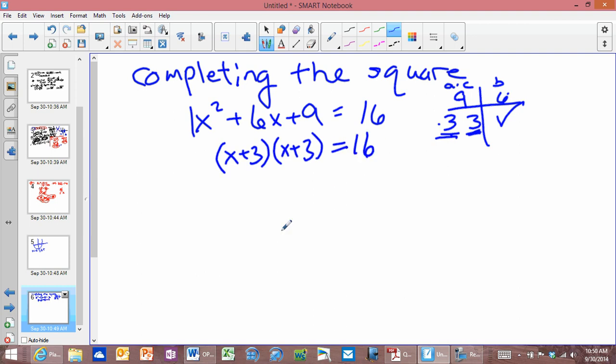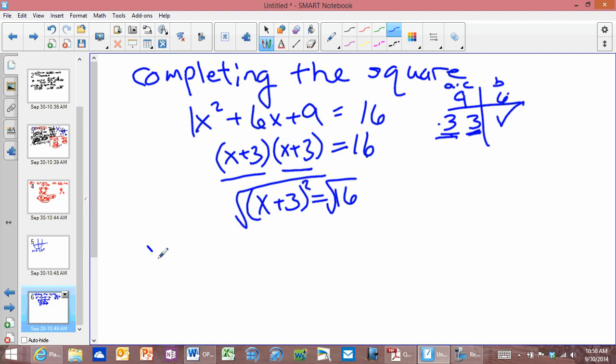I still have equals 16. I'm not really doing anything with that. When I have any two things next to each other like this, I can rewrite it, and they're the same thing, not any two things. They have to be the same thing. X plus 3 all squared equals 16. I'm going to go through the same process of how do I solve this. Okay, I take the square root of both sides because I have this squared that I have to get rid of. When I take the square root, I have x plus 3 equals the square root of 16.